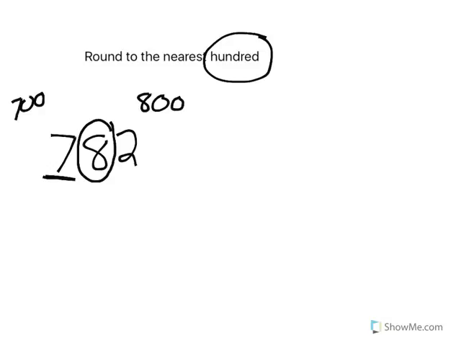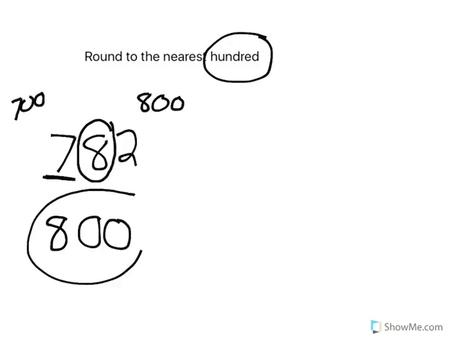Okay, so following my rules, 4 or less, let it rest. 5 or more, add 1 more. My 8 is more than the 5, so I'm going to add 1 more to my underlined number. That 7 now becomes an 8. I don't have anything to the left, but everything to the right becomes a 0. And that tells me that it was closest to 800 on the number line, so I'm rounding it to 800.